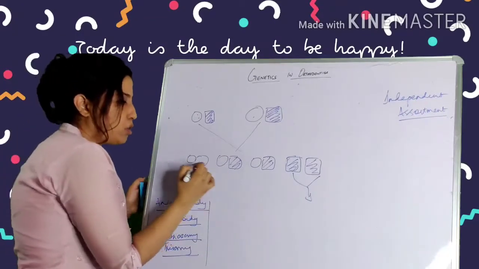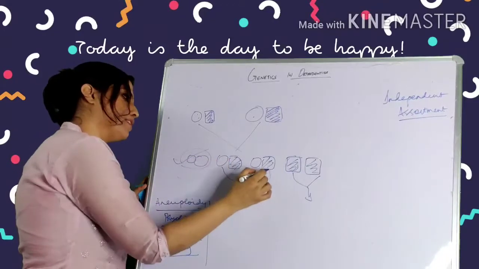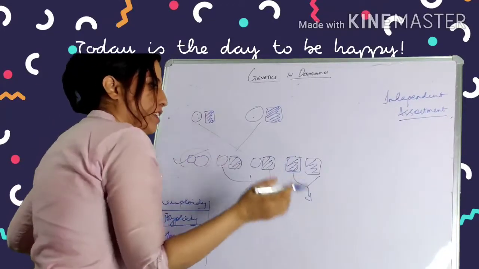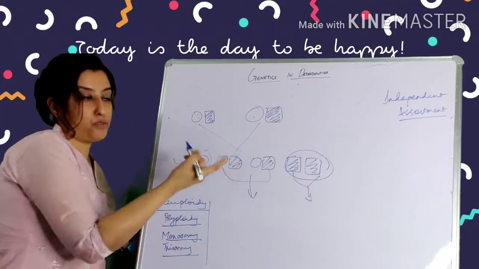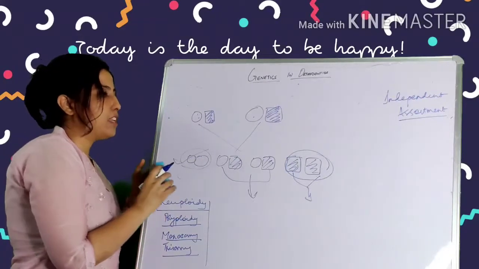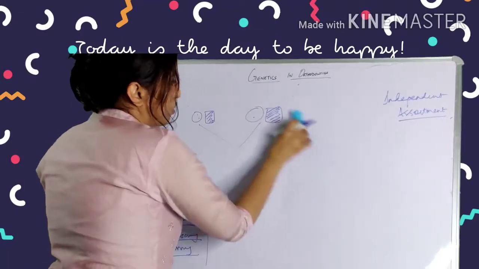So you will have 25% normal children, 50% carriers. They can transmit the disease, the gene, and then you have 25% that are affected. So this we have seen in sickle cell anemia. You can see in that also.